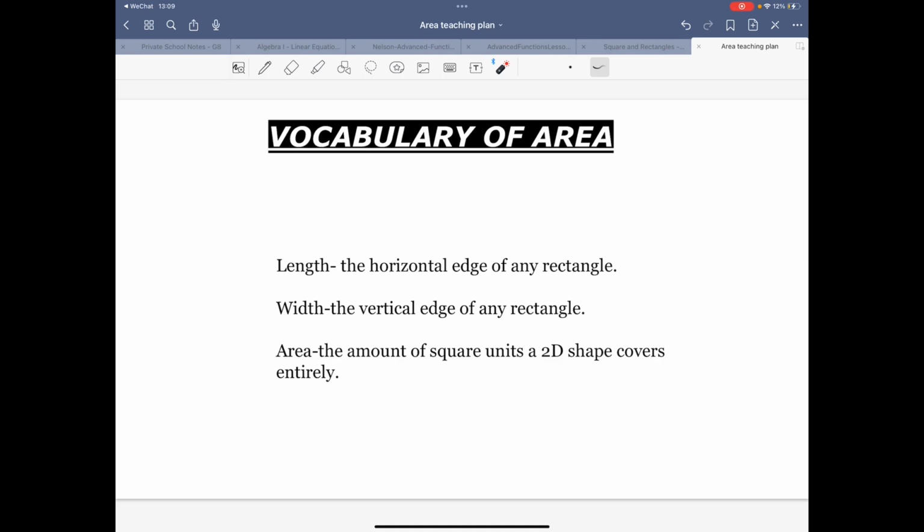So here we have a little page of vocabulary that we're going to need in this lesson. The words are length, width, and area, which is what I want to learn today. So let's first review and see what these words mean. Length is the horizontal edge of any rectangle, width is the vertical edge of any rectangle, and area is the amount of square units a 2D shape covers entirely.